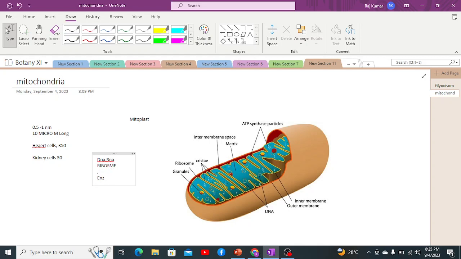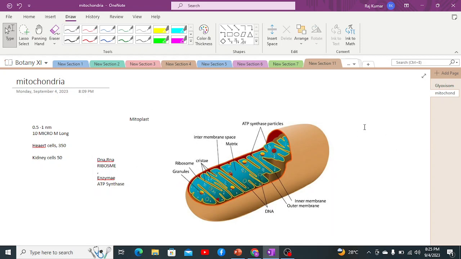enzymes, as well as ATP synthase particles. These are basically the F0, F1 particles, which we often call Friedrich-Moller particles, which we are going to discuss further in the next video. But for now, these are a few things which are present inside the mitochondrial matrix.